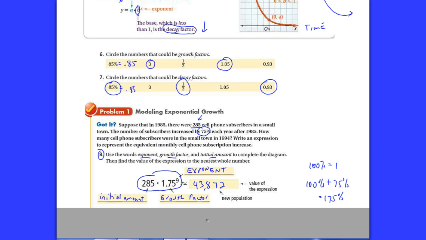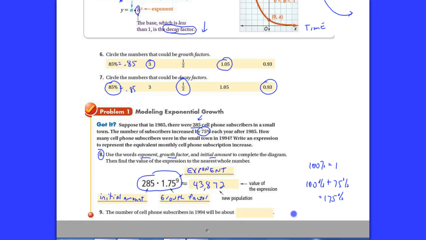You really have to have your own calculator at this point in the class. If you don't, it's going to be a tough road for you. Make sure you can put that in correctly. If you don't get that to work, bring your calculator to class and I will help you get it figured out. Okay, so that's the answer to number 9, that the number of cell phone subscribers in 1994 would be about 43,872.